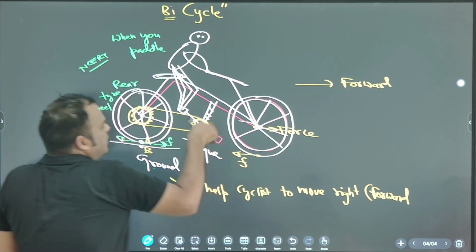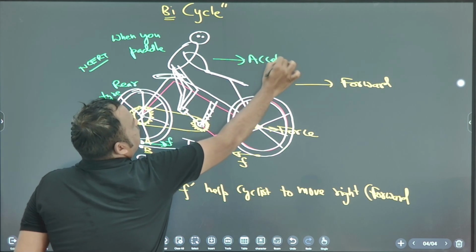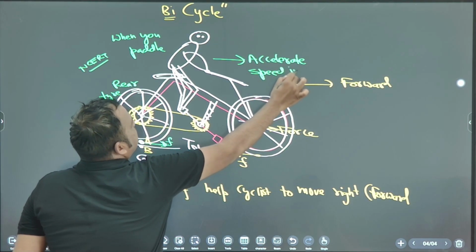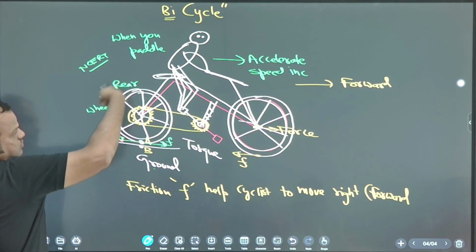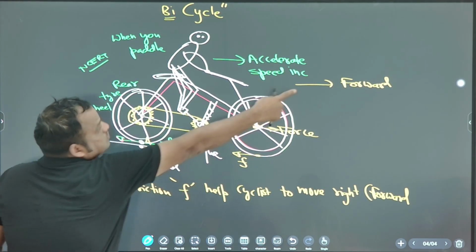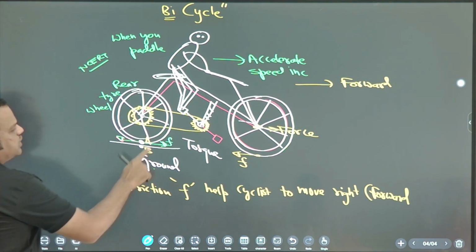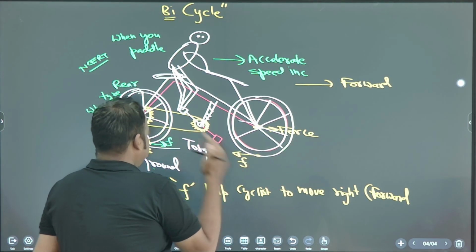So when you pedal your cycle, you want to accelerate, which means speed increases. So you pedal your cycle. For the rear wheel, what is the direction of friction? Forward. Understood? So friction is forward. But for the front wheel, what is the direction of friction? Backward.